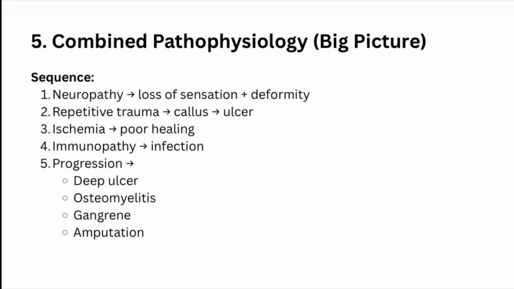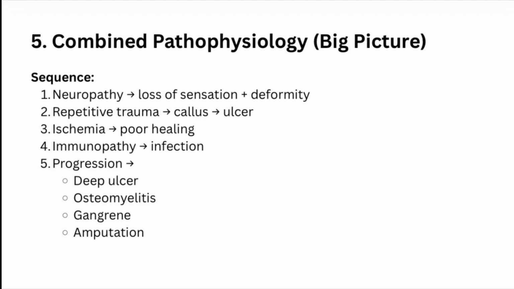Now, putting everything together, this is the big picture. First, neuropathy leads to loss of sensation and foot deformities. Second, repetitive unnoticed trauma leads to callus formation and eventually ulceration. Third, ischemia prevents proper healing. Fourth, immunopathy allows infection to develop and spread. And finally, this can progress to deep ulcers, osteomyelitis, gangrene, and ultimately amputation if not managed appropriately.